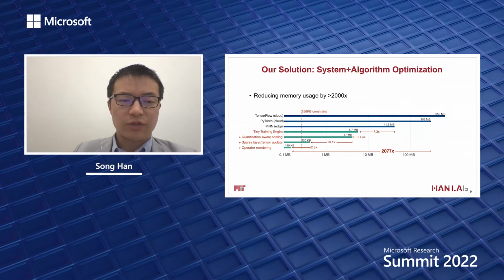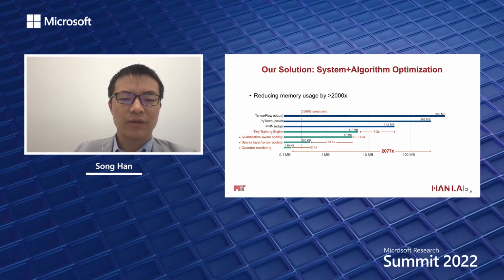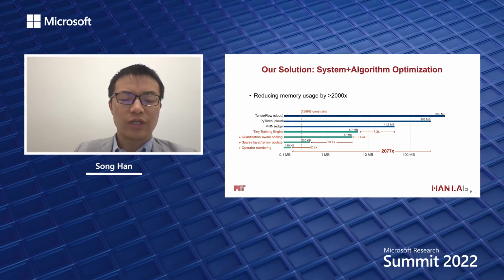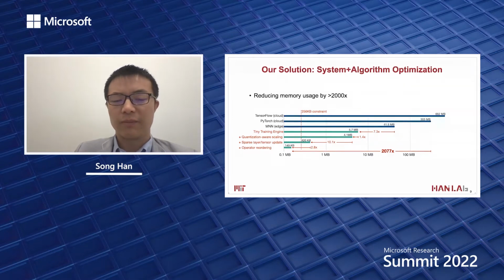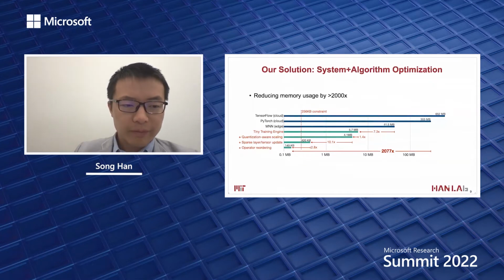Start by introducing this tiny training engine that reduced the memory by 7.3x, followed by this quantization-aware scaling, which enables integer training on the real quantized graph, which brings about 1.4x reduction. Another contribution here is we can fully maintain the accuracy using the quantized training.